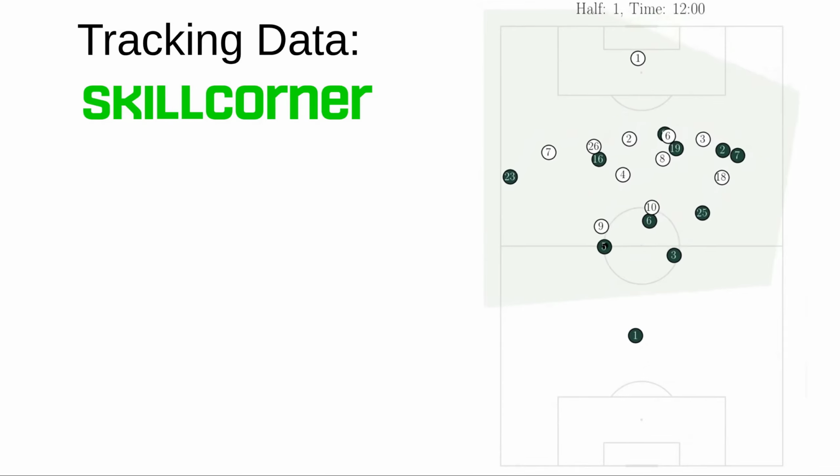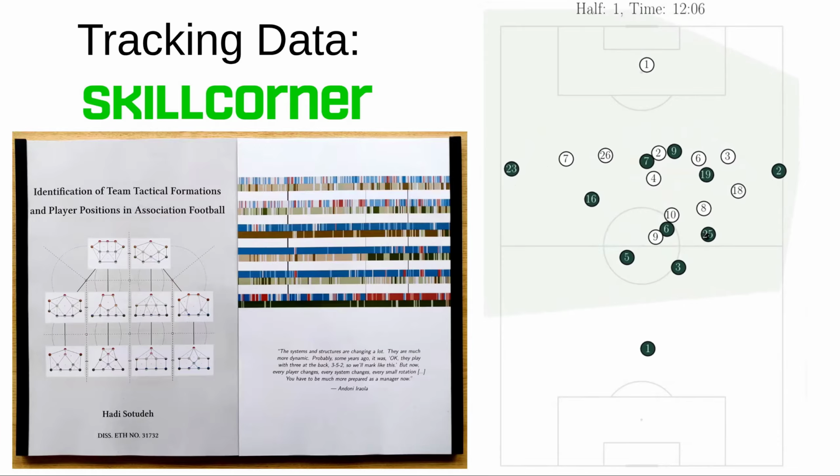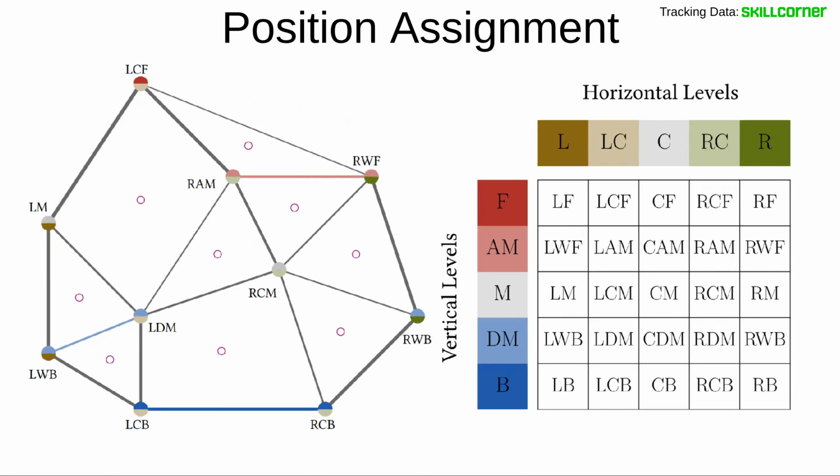of the night. So we are going to use the method described in my PhD thesis, identification of team tactical formations and player positions in association football, where the idea is that for each team, the 10 outfield players, we fit in a graph as shown on the left side. We call it the shape graph.